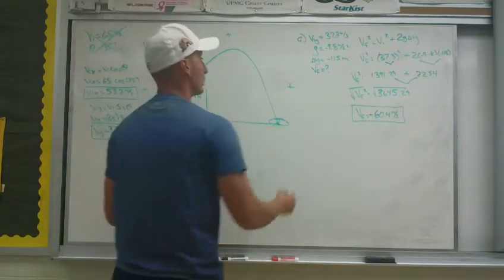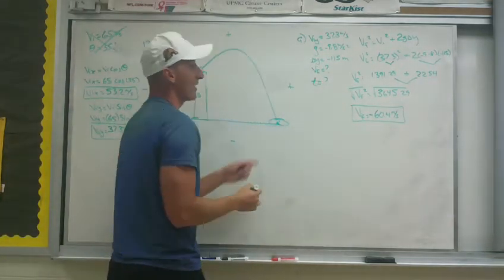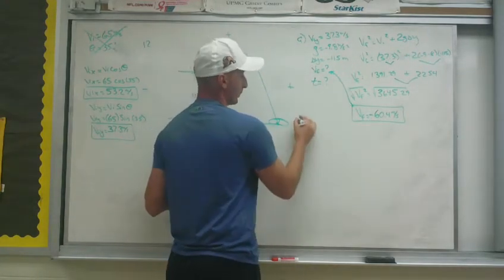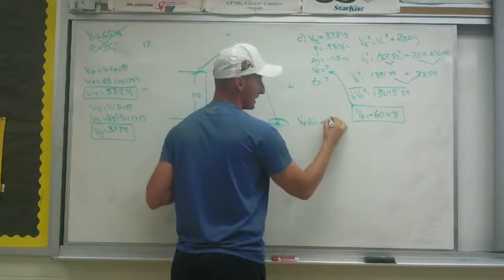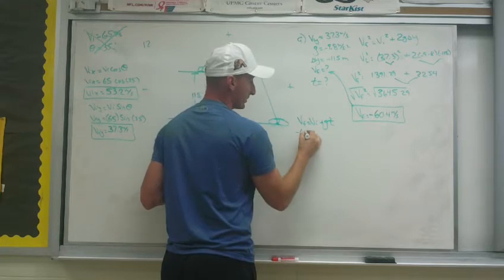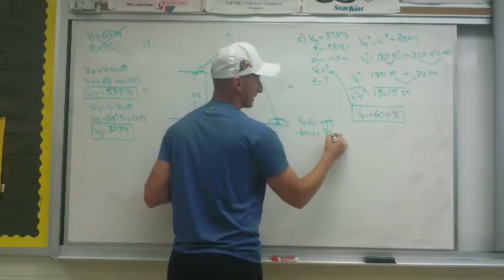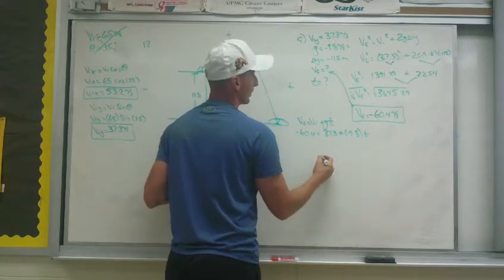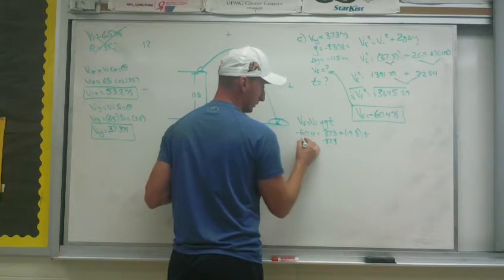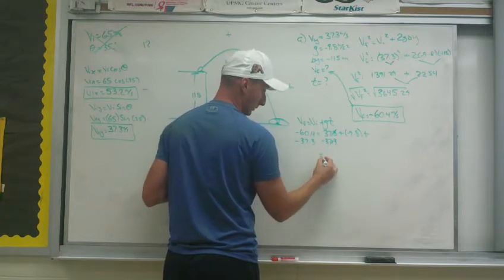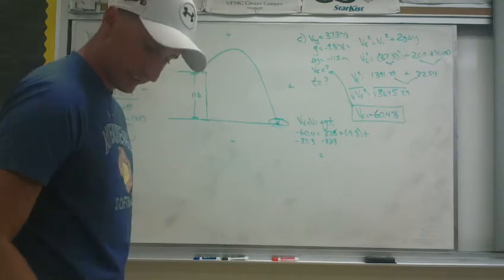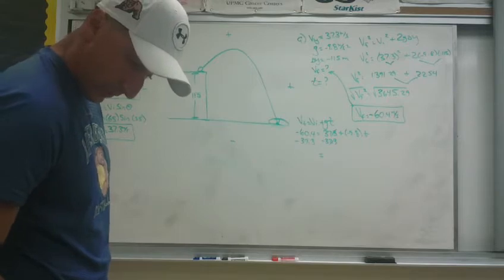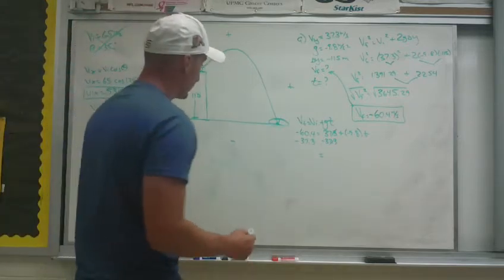So now I'm able to solve for time very easily because I have an extra variable. I know VF. I can use that. All right? So I can simply use VF equals VI plus GT. VF is negative 60.4 equals VI is 37.3 plus negative 9.8 T. I'm going to subtract 37.3. So I get negative 60.4 minus 37.3, and I get negative 97.7.